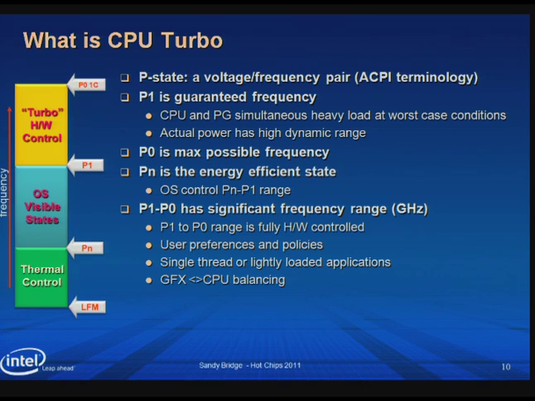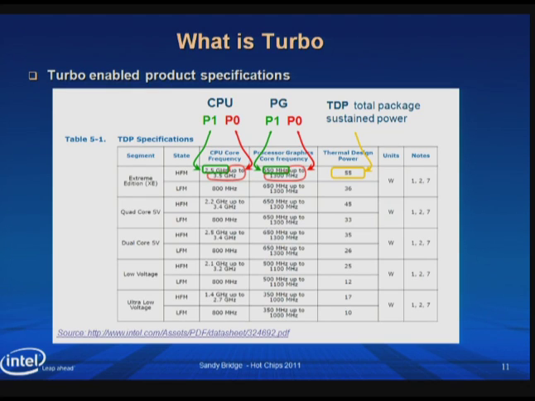The operating system controls the CPU between P1 and Pn. Each operating system does it differently. Most of them do it based on utilization. If the CPU is not fully utilized, then the operating system will bring us down or up as needed. And when the CPU is fully utilized and there is work to be done, the operating system will put us into maximum frequency. And when we are put into maximum frequency, this is where we pass the control to the hardware, and this is where our algorithms kick in.